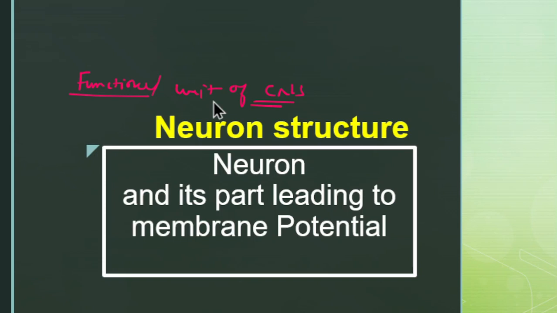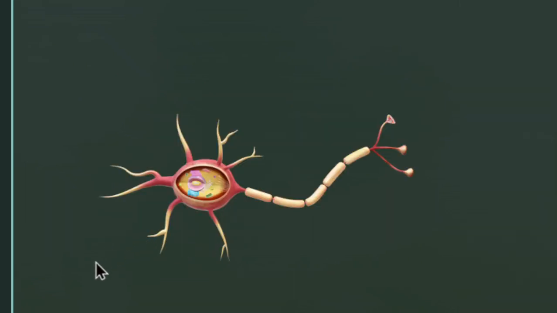Like other cells, we have nerve cells, and this nerve cell looks like this. This is the typical structure of a neuron. In the neuron, this region we call the cell body. In the cell body region, like other cells, we have cellular organelles like the nucleus, and in the nucleus, the genetic material is also present.